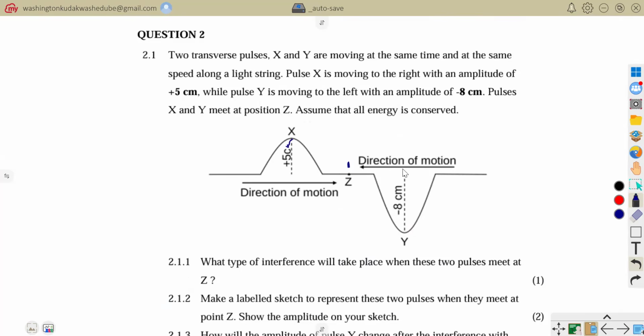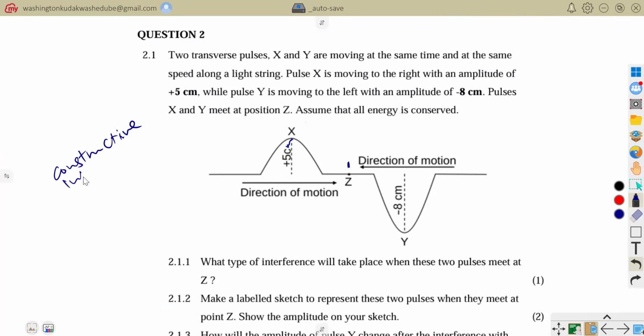If all energy is conserved, it simply means that the amplitude of X will remain the same after the interference, and the amplitude of Y will also remain the same after the interference. But let's look at interference before we start answering the questions. When it comes to interference, we have two types. There is constructive interference.